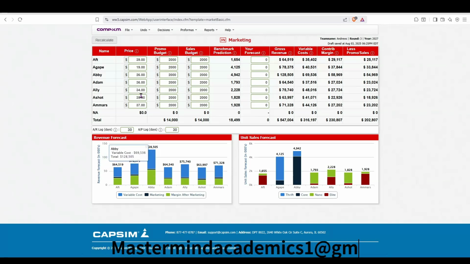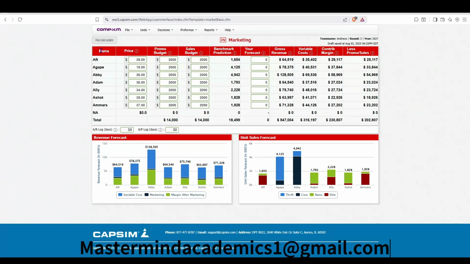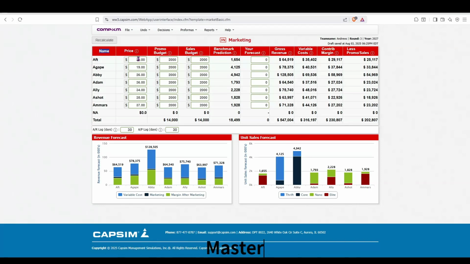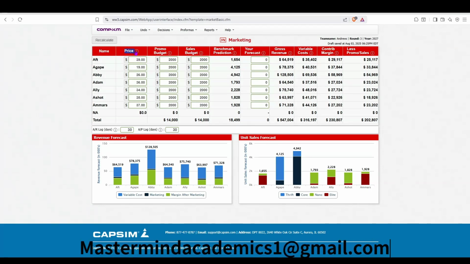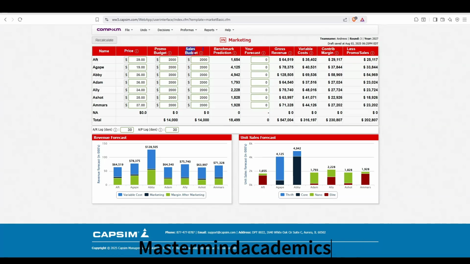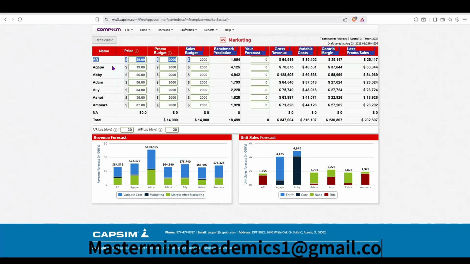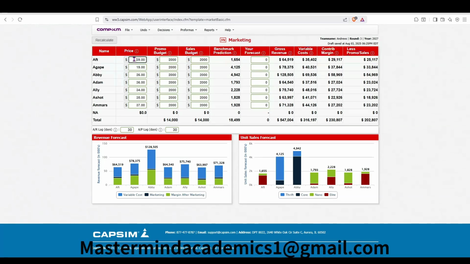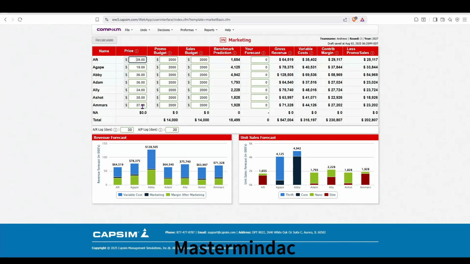Next is actually the marketing department. And under the marketing department, you're talking about the price, the promo budget, the sales budget, and the forecast part. So for the pricing of the products, I decided to maintain almost all our prices. I introduced these prices in round 2, so I just decided to maintain them.